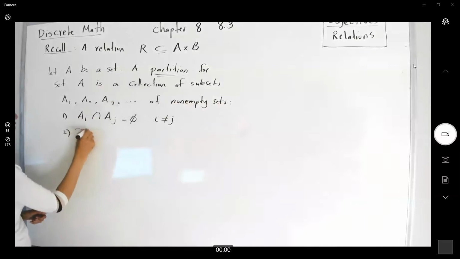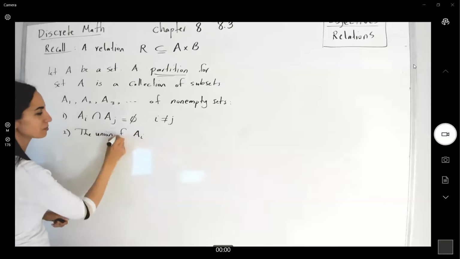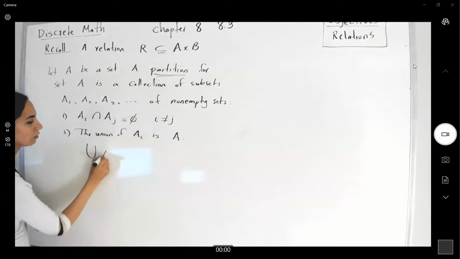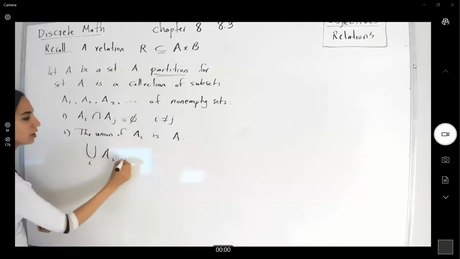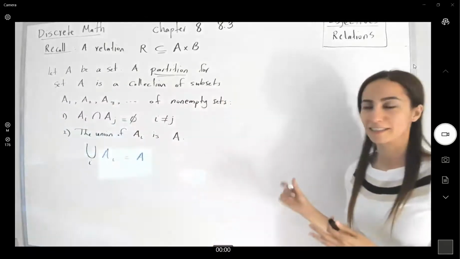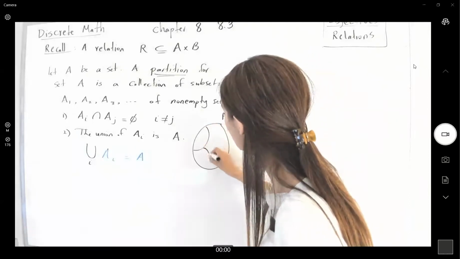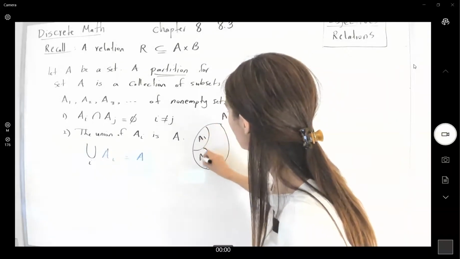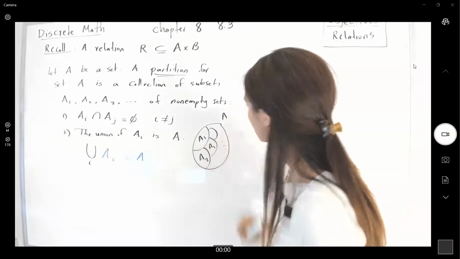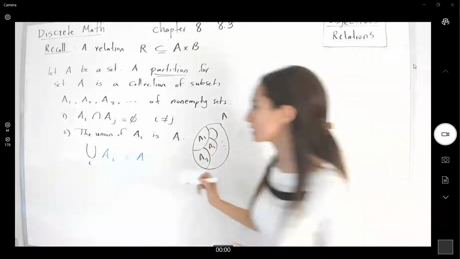Second of all, the union of the A sub i's is A. So if you take the union of these A sub i's over i, it is equal to A. Recall that we can visualize this scenario. Here you have set A, and you have some non-empty subsets, A1, A2, A3, and so on. This is a partition for this set.